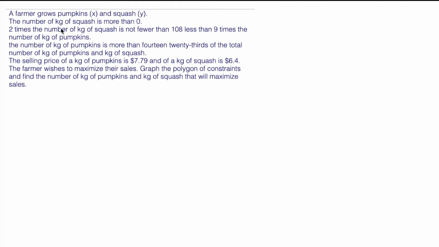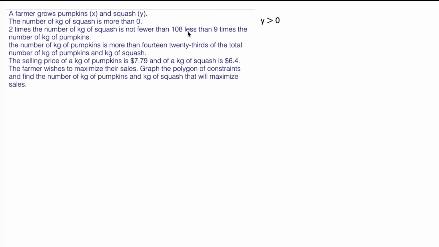sales. The number of kilograms of squash, that's Y, is more than 0. So we have Y is greater than 0, like that. 2 times the number of kilograms of squash, that's 2Y, is not fewer than, that means greater than or equal to, 108 less than what? 9 times the number of kilograms of pumpkins, so 9x.